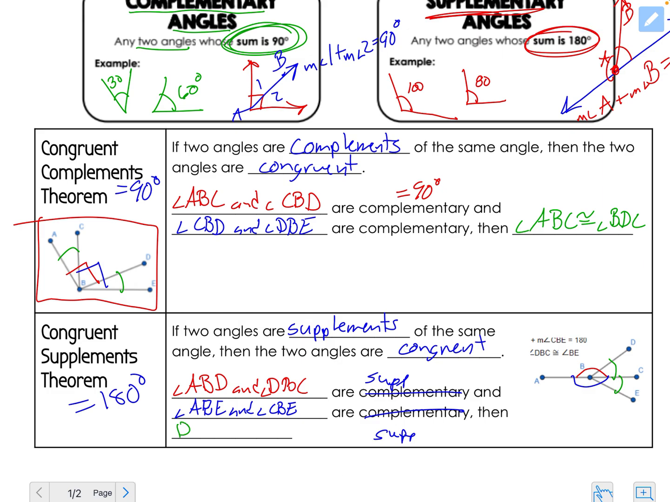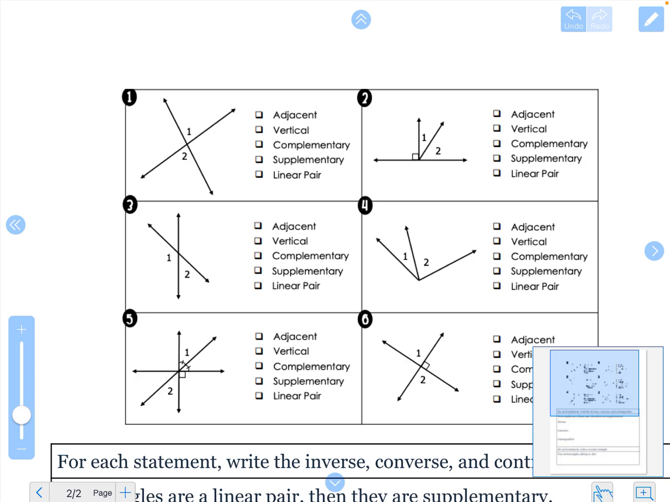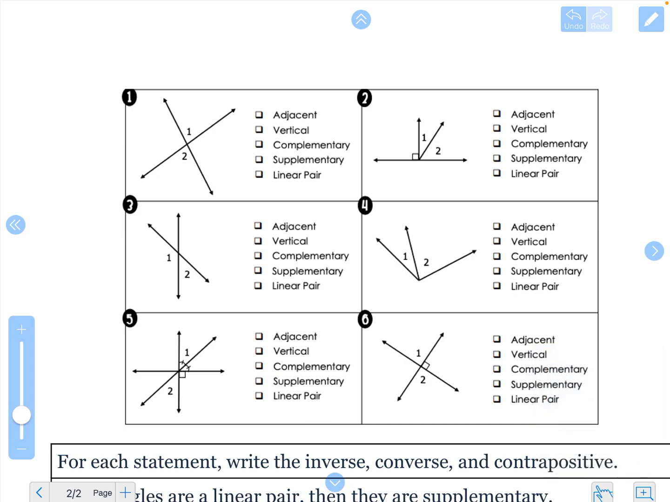So angle DBC is congruent to angle CBE. And so those are our congruent complements theorem and our congruent supplements theorem. All right, so now let's see if we can identify our angle relationships based on images.